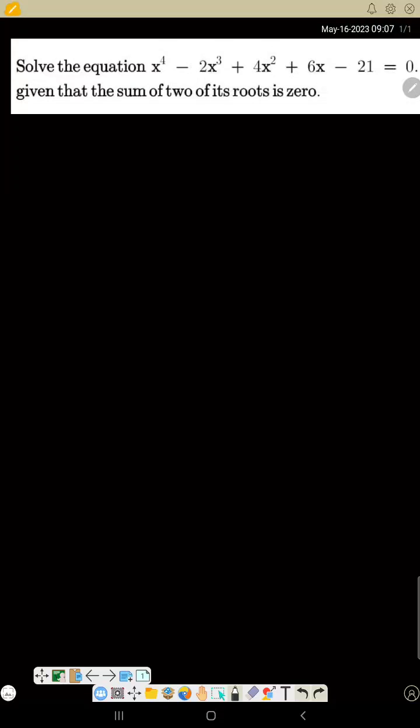Solve the equation s raised to power 4 minus 2s raised to power 3 plus 4s squared plus 6s minus 21 equals 0, given that the sum of two of its roots is 0.